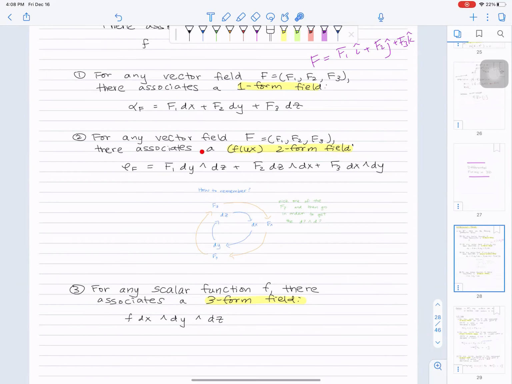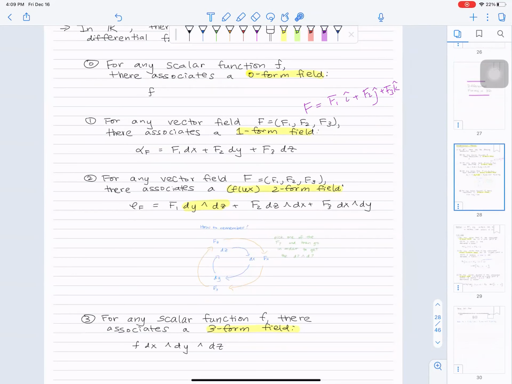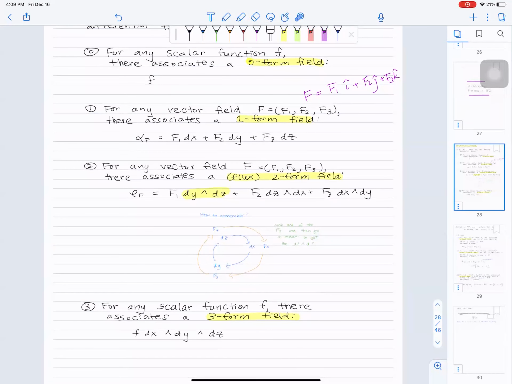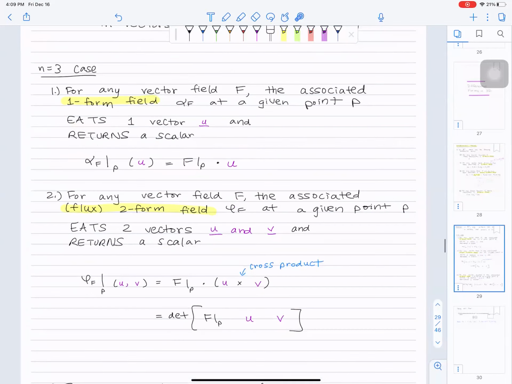Okay, and the order for this two form field matters. Whatever is in front of the dy wedge dz term, that's always the first component of your vector field. And whatever's in front of dz dx, that's the second component, etc. So those are general statements. What is the point of these forms? These forms can eat in something and spit out something. So if I have a one form field, it could eat in a vector and it spits out a scalar.